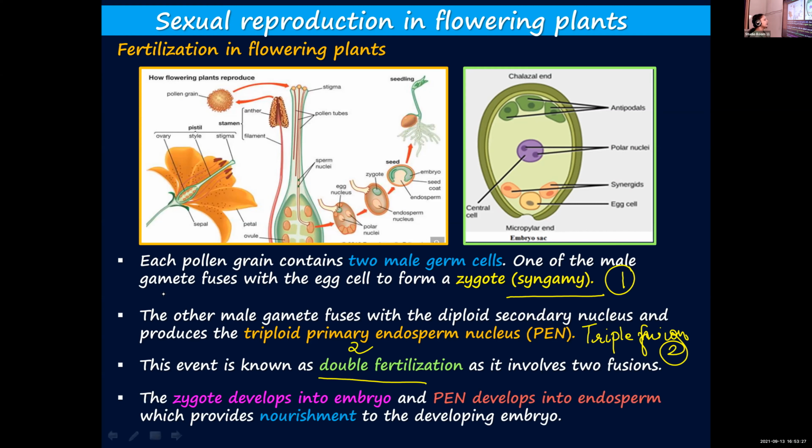After the double fertilization, the zygote will develop into the embryo, and the PEN which is formed will develop into endosperm. The embryo will further develop into a new plant, a new seedling upon germination. The primary endosperm nucleus will form endosperm. What is the function of endosperm? It provides nourishment to the developing embryo.